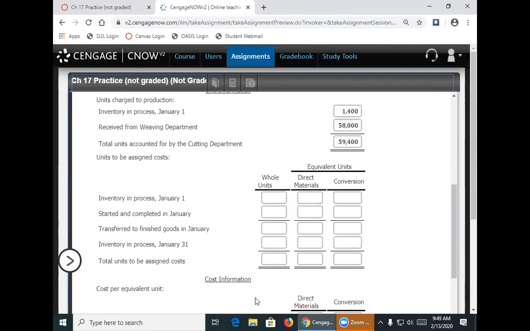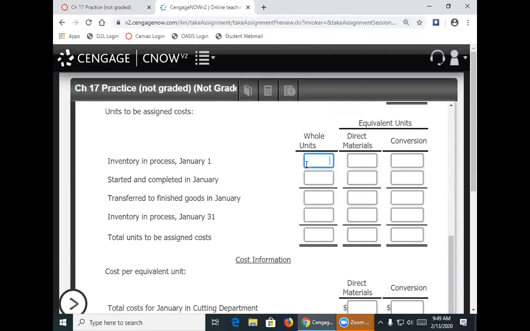Well, again, let's do our whole units first, just so we understand that. Make that bigger. So again, our beginning inventory is just the 1,400. And then we have to calculate started and completed.